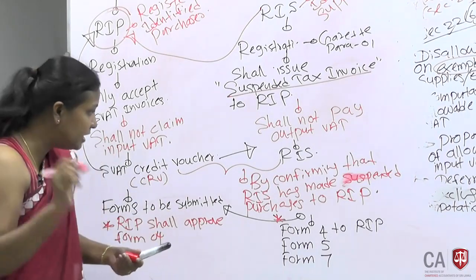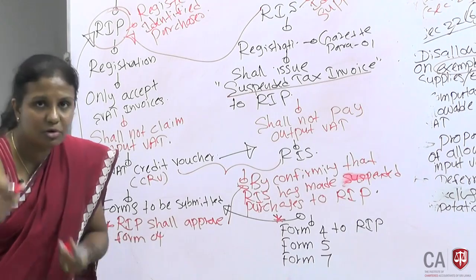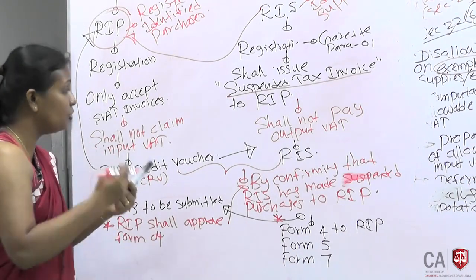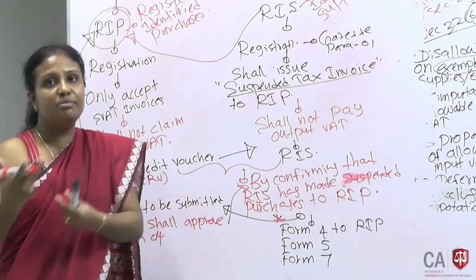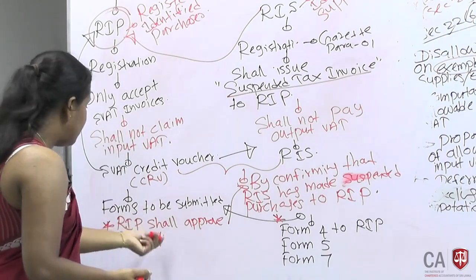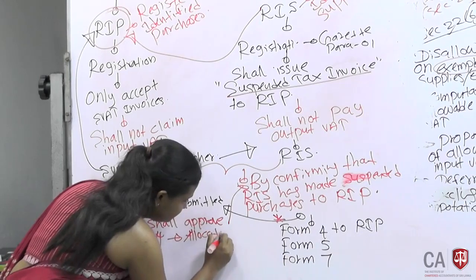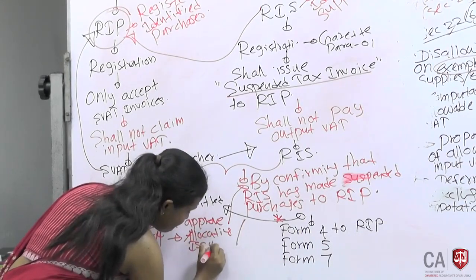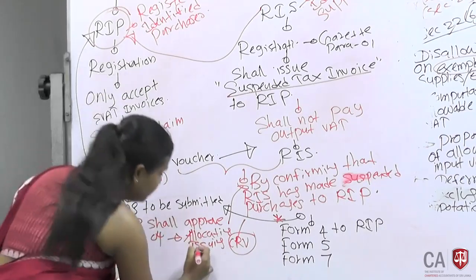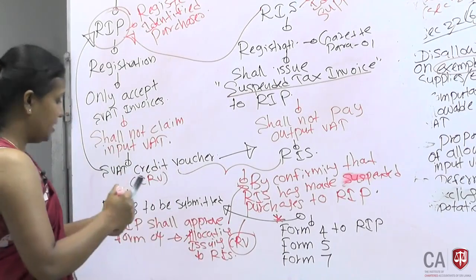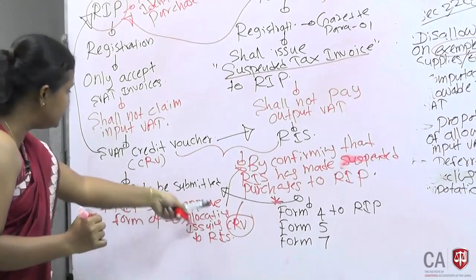Now, the RIP confirms that the supply has been made. By approving Form 4, he is confirming, okay, this particular RIS has made a supply to me, or rather, I have purchased from this RIS. What is the meaning of approving? It is allocating, or issuing, the credit voucher, CRV, to the RIS. Done. Other than that, this is not a form submitted by the RIP, this is his responsibility.